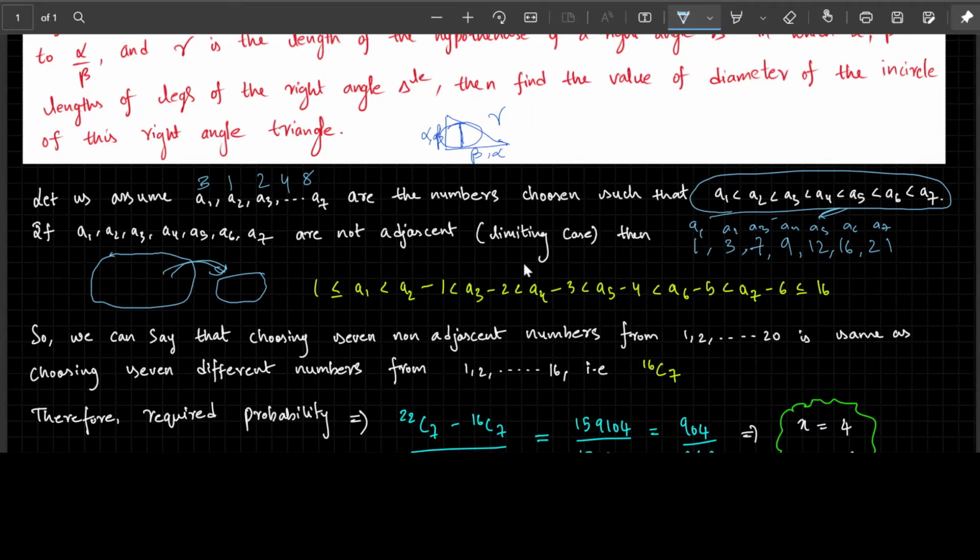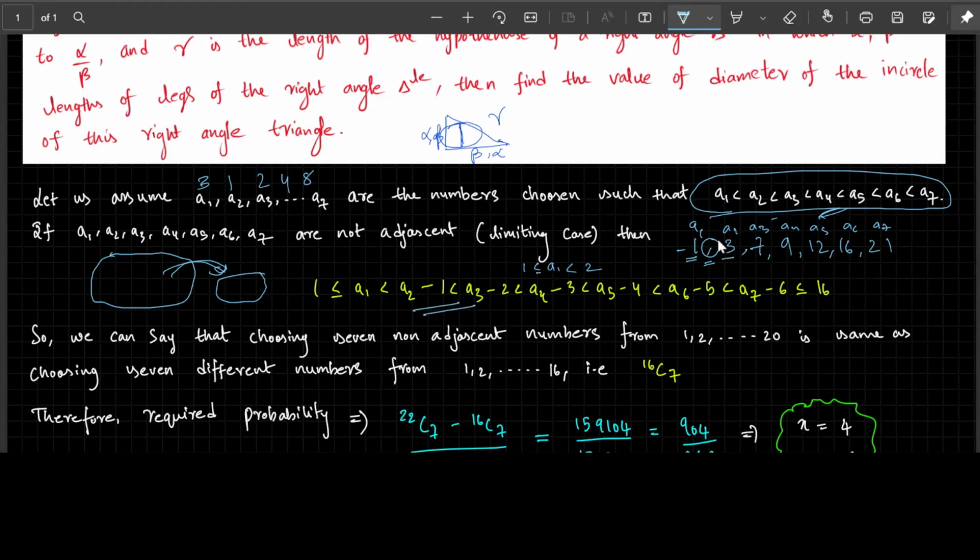Now 1 will be less than or equal to a1, isn't it, because it's 1, and less than a2 minus 1, 3 minus 1, 2. How did I get this? Because 1 is less than 3, and also 1 is not adjacent to 3. That means there will be an integer lying in between 1 and 3. And if that is the case, 1 shall be less than this integer even. So that is the reason for a2 minus 1.